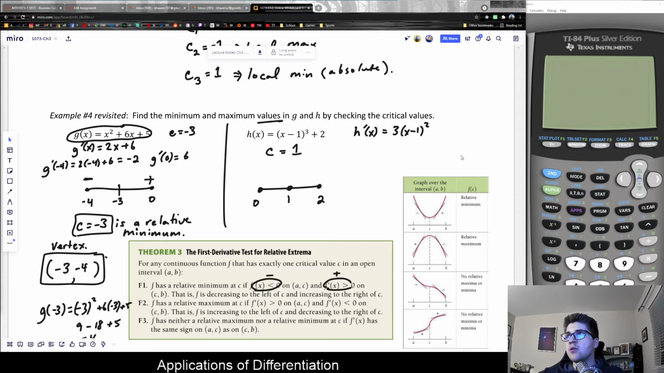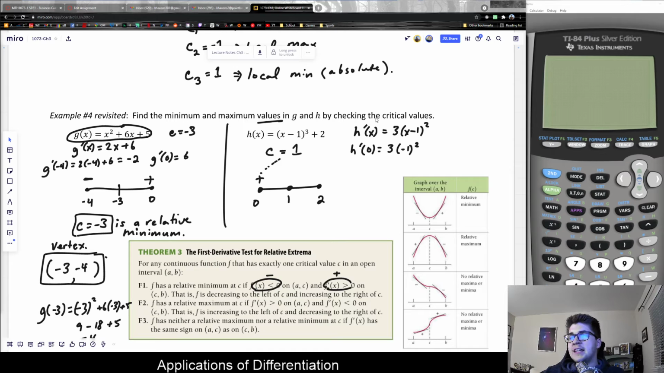Anyways, let's go ahead and check, what's the derivative at 0? So h prime of 0 would be 3 times negative 1 squared. Also, it doesn't matter what the value is, it just matters if it's positive or negative. So obviously that would be positive because a negative squared is positive. So on the left-hand side, we have a positive slope. That also, again, I can kind of visualize means increasing.